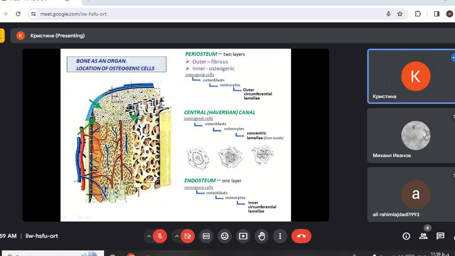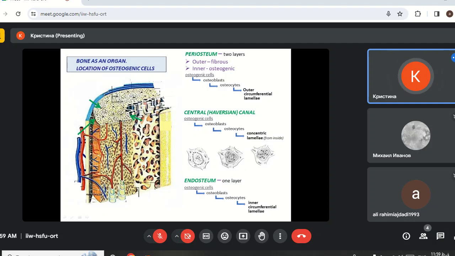So in this osteogenic layer, we have osteogenic cells which can develop into osteoblasts, which start to produce extracellular matrix and develop into osteocytes, and thus they make outer circumferential lamellae. So outer circumferential lamellae develop from the osteogenic cells of the inner osteogenic layer of periosteum. Second location of the osteogenic cells is the central or Haversian canal, which is located in the center of each osteon here.